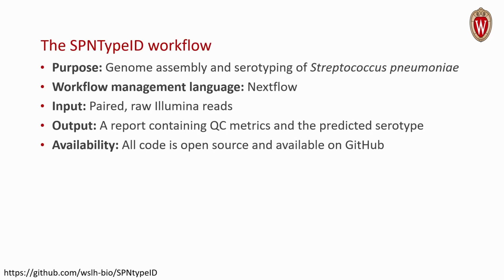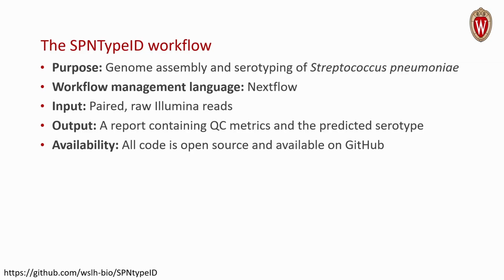So, the workflow itself. The purpose of the SPNTypeID workflow is for the genome assembly and serotyping of Streptococcus pneumoniae. It's written in the workflow management language Nextflow. According to the nf-core standard, its input is paired raw Illumina reads, and the output is a report containing QC metrics and the predicted serotype.